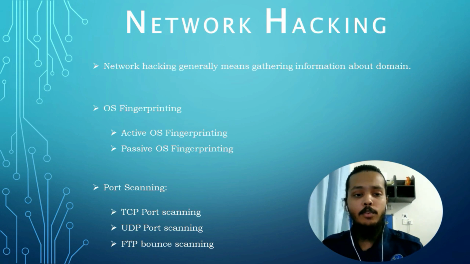So there are a few attacks that can be made through network hacking, which are operating system fingerprinting and port scanning. For operating system fingerprinting, there are two types, which are active operating system fingerprinting and passive operating system fingerprinting. Attackers use operating system fingerprinting basically to find out what kind of operating system the user is using. So using that information, they can hack your computer easily.